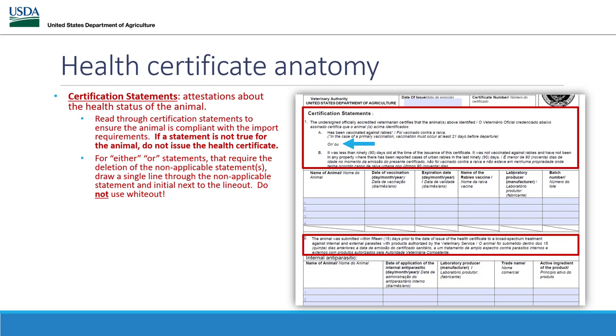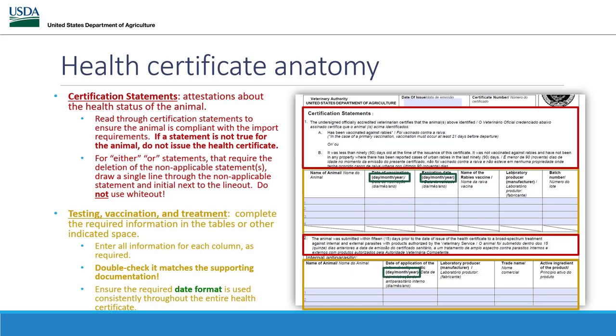If so, you need to watch for when a destination country requires the applicable statement to be selected, such as by a radio button selection of the applicable statement or lining out the non-applicable statement. Since certification statements are about the animal's health status, this is also generally where any required vaccinations, testing, or treatments are recorded. You'll record all the information required about any required vaccination, testing, or treatment, taking care not to include any information the section does not call for, and double-checking that the information you recorded on the health certificate about a vaccination or test matches the vaccination certificate or laboratory test report.